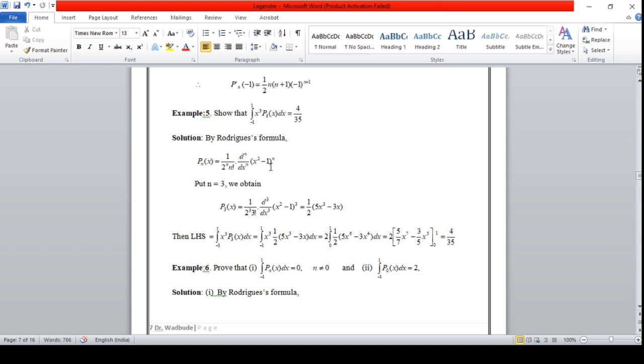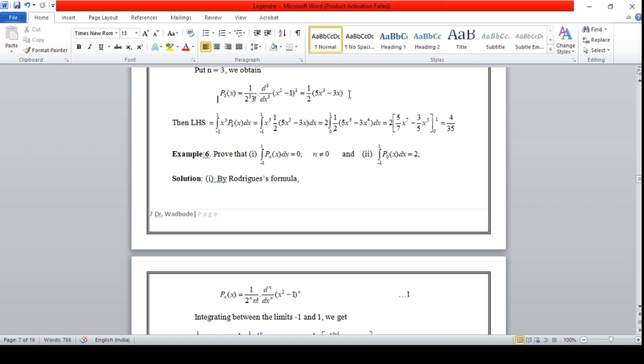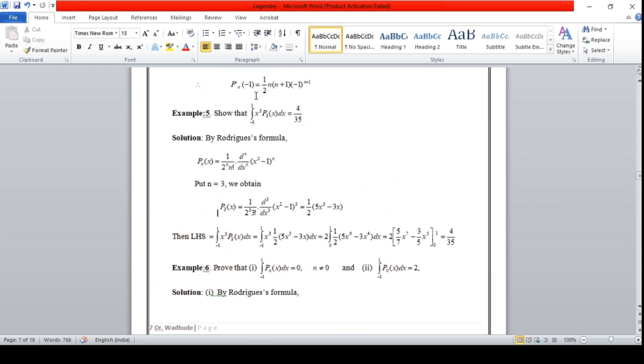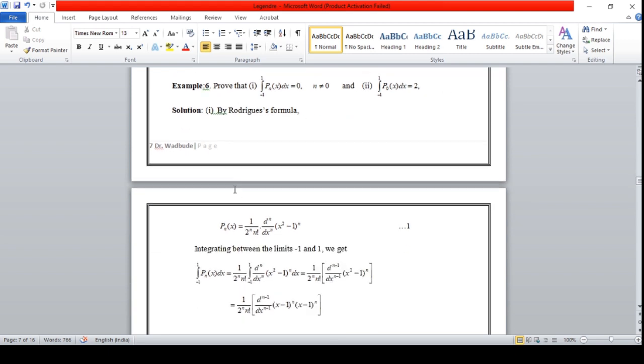By Rodrigues formula, this is the application of Rodrigues formula. N is equal to 3, P3 is already solved above, so this is the value of P3. On the left hand side, this is x cube P3, substitute the value of P3, this is the multiplication, and this is the integration with limit 0 to 1. We have already one formula: integration from minus 1 to 1 is equal to twice the integration from 0 to 1. This is 0 to 1 and this is 2. This is 4 upon 35.